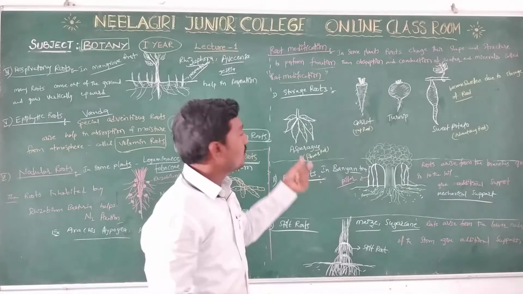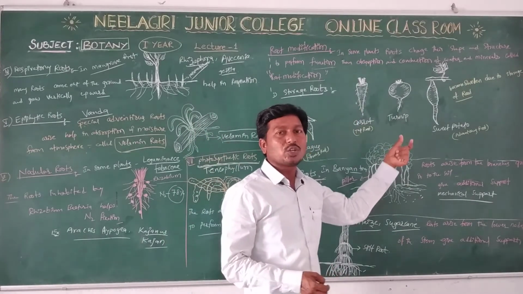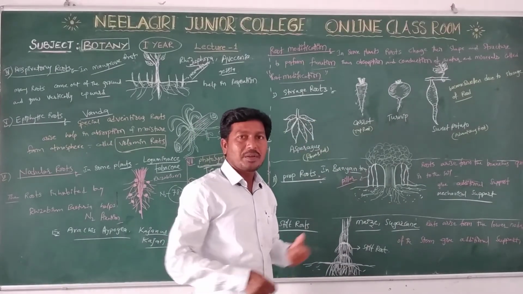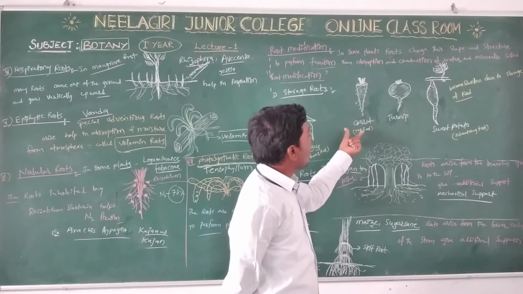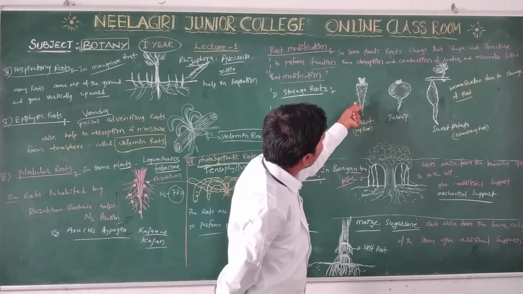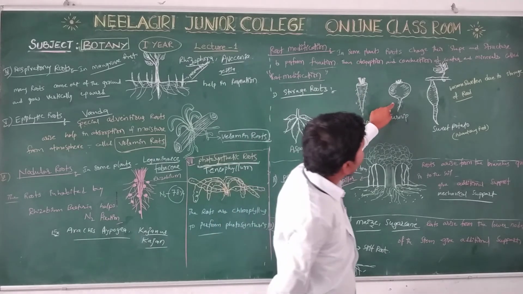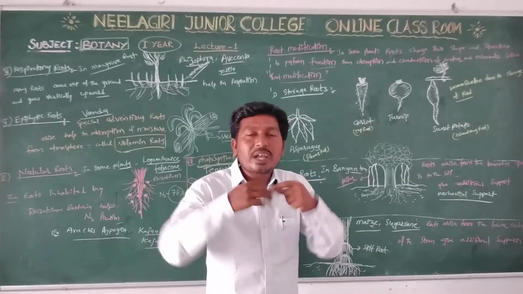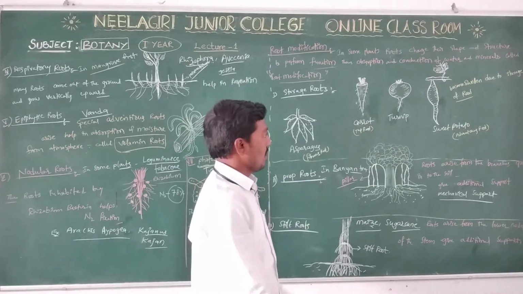First one, storage roots. The roots become swollen, storing food material. It is called storage roots. Examples: carrot, turnip, sweet potato. In carrot, the root stores food material, so it is called storage roots. Turnip and sweet potato also store food material. The roots become swollen due to stored food material.